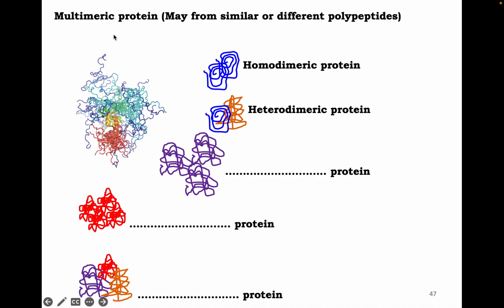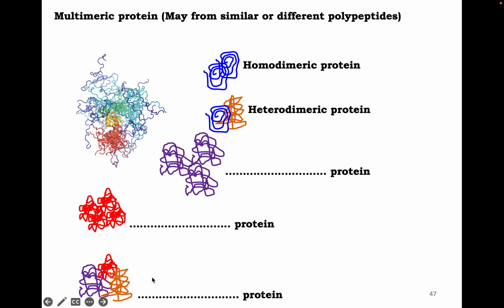The multimeric protein can be recognized as a homodimeric protein, in which two identical polypeptide chains are composed, or as a heterodimeric protein, in which two different polypeptide chains are composed. So can you guess what these multimeric proteins are called? Of course, it is a homotrimeric protein for this one, a homotetrameric protein for this one, and a heterotetrameric protein for this one.